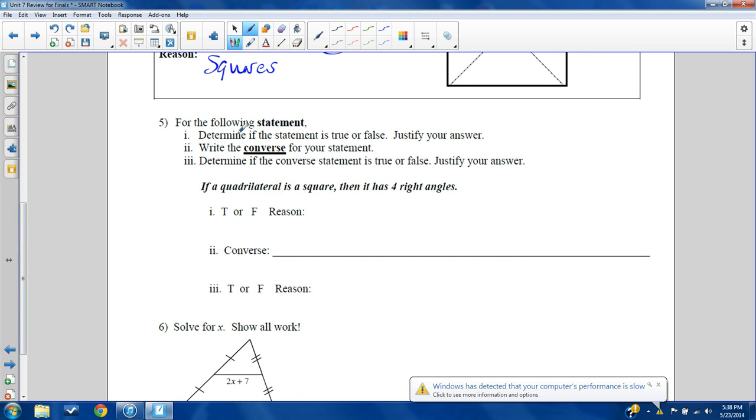Okay, for the following statement, determine if the statement is true or false. Justify your answer. So I'm going to first look at this statement here. If a quadrilateral is a square, then it has 4 right angles. I can't underline well, but that's true. I don't need to give a reason.